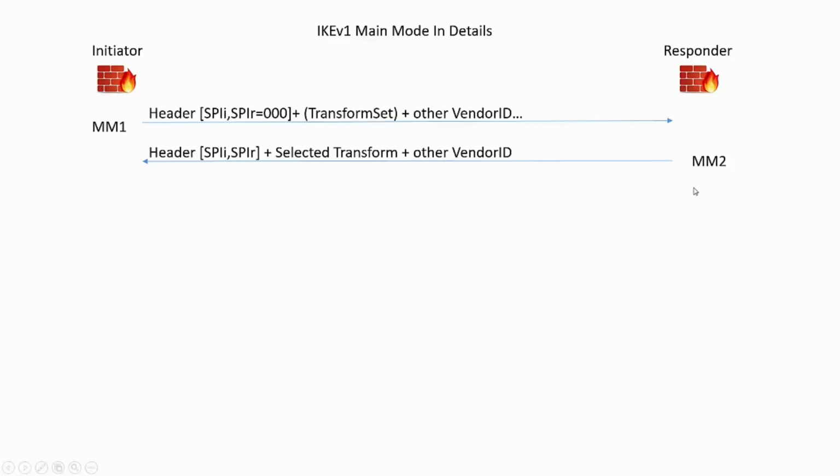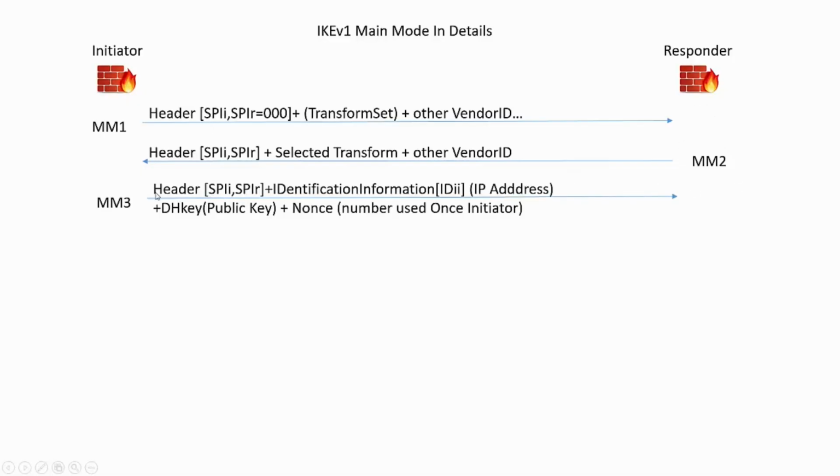In message 3, the initiator would create the Diffie-Hellman public key. Same as we discussed previously. Based on the Diffie-Hellman group, it will pick a random number for its private key. It will then generate the public key. It would send its identification, which is its IP address, and would send a number used once, referred to as a nonce. So, this is the number from the initiator side. And that number will be used in calculating the shared secret materials, as well as the encryption keys and the hashing keys. It is going to send this to the responder.